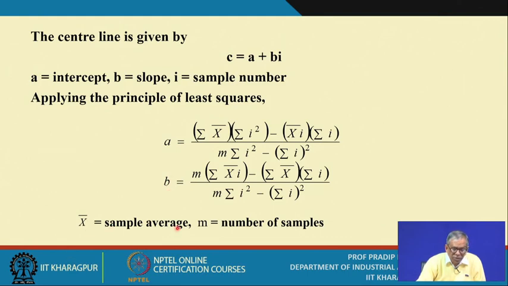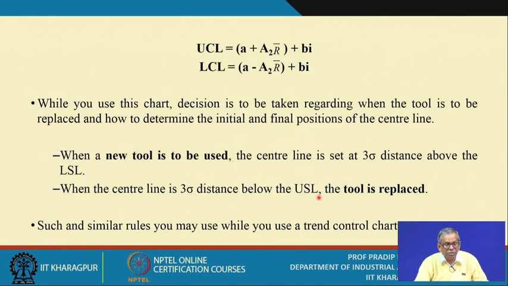X bar is the sample average, and m is the number of samples. Whenever you use the sigma, it runs from i equals 1 to m. These are the proper notations: x i bar, and so on. So this is the expression.